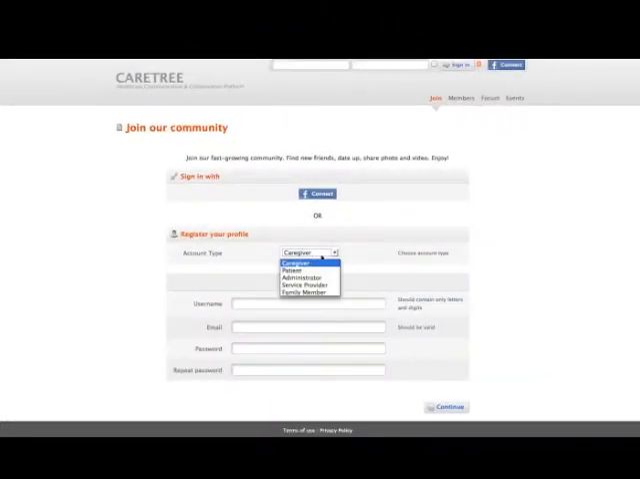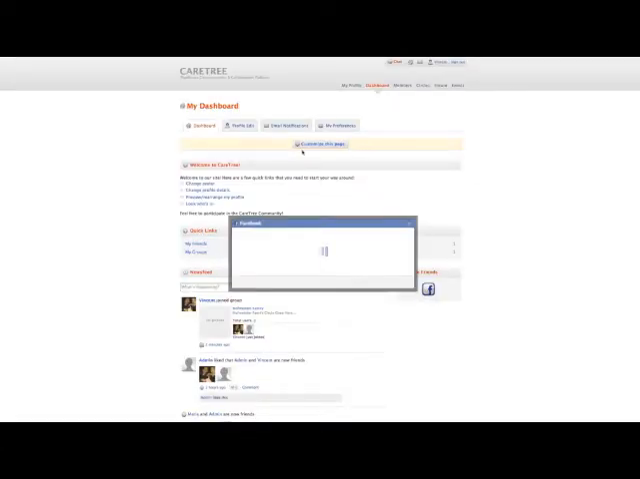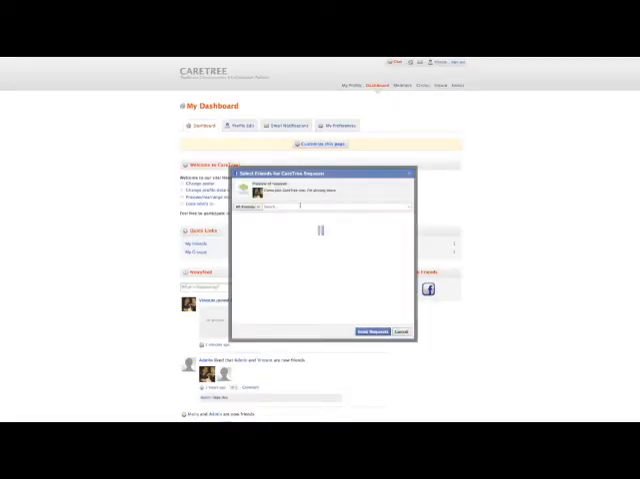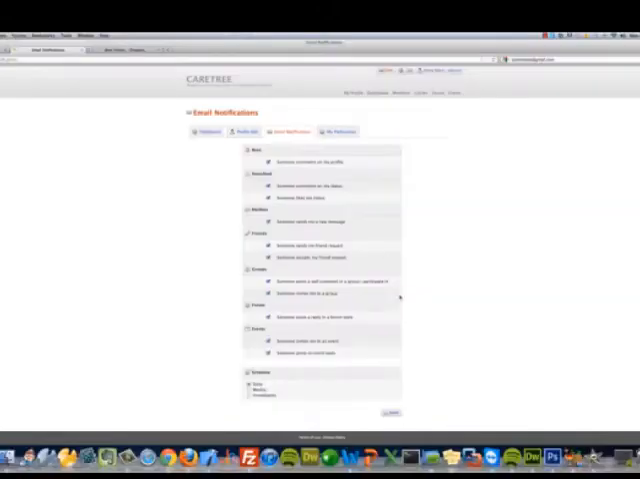CareTree allows users to create profiles based on their relationship with an individual. They can then invite other care stakeholders via email or through Facebook. In their CareTree profile, a user can select which information they want to receive about someone they are caring for and when they want to receive it: daily, weekly, or immediately. This ensures the right information is getting to them when they need it.